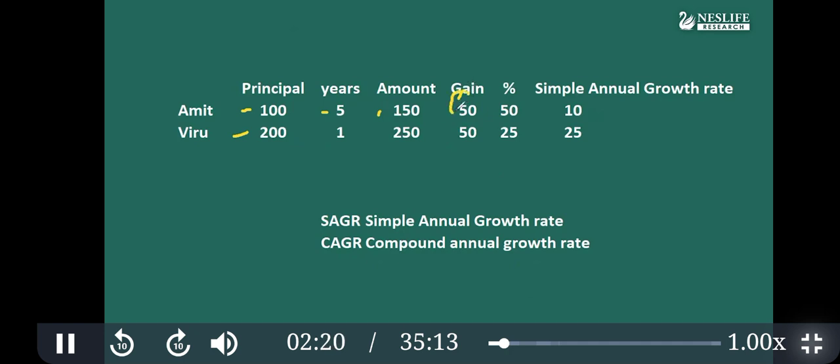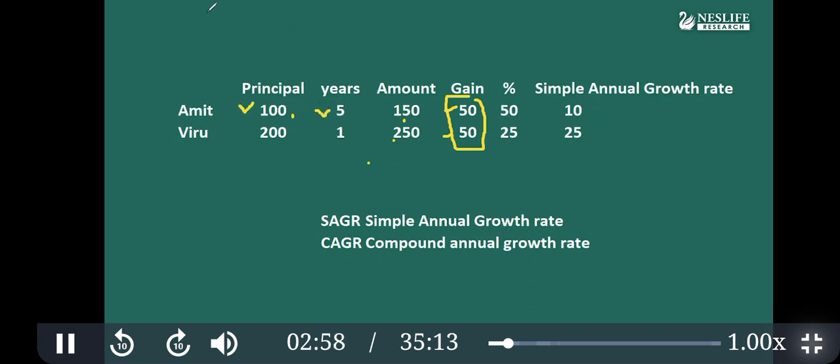So the first thing is to take the difference. How much is the difference between starting and ending price? It is 50 rupees, so take the difference. That is 150 minus 100. 150 minus 100 is the gain, return, profit, extra amount. Here also 50 rupees. Now you see that both got the same gain. But is it comparable? Answer is no, because their principal is different and time is also different.